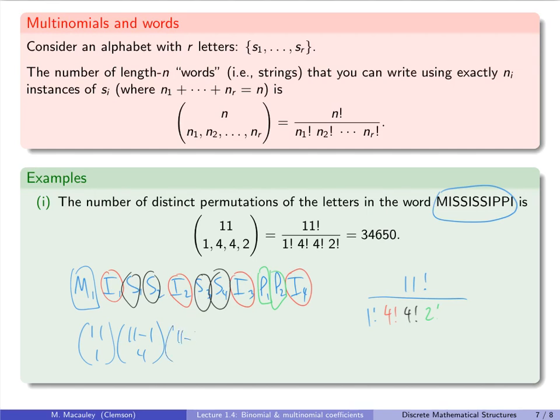And then 11 minus 1 minus 4 choose 4, that's for the S's, and then 11 minus 1 minus 4 minus 4, choose 2, and of course this is 11 choose 1 times 10 choose 4 times 6 choose 4 times 2 choose 2. So to me, I don't think it's very natural that when I look at this word problem to think of it like this. This is a lot more natural.